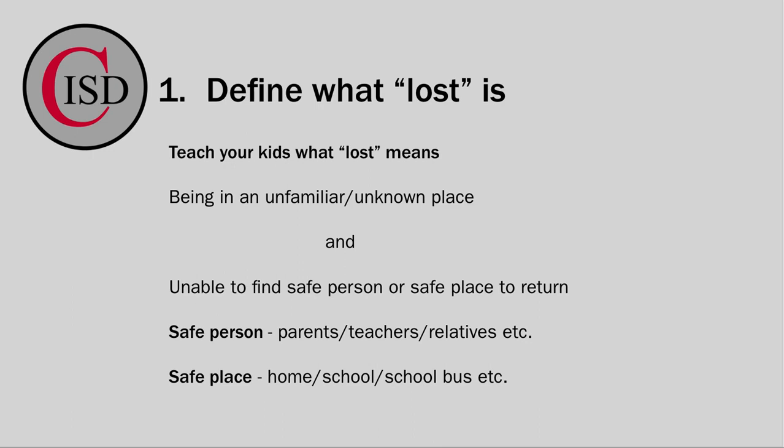I would also encourage you to dig a little deeper to teach your child what a safe person is and what is a safe place. So safe person examples would be parents, teachers, relatives, could be a store clerk, a police officer, firefighter, etc. And a safe place would be a familiar place that your child feels comfortable, home, school bus, it could be a neighbor's house, just so that those words are meaningful to your child so that they're better able to understand the definition of the word lost.